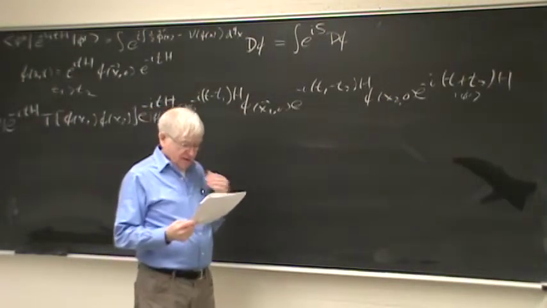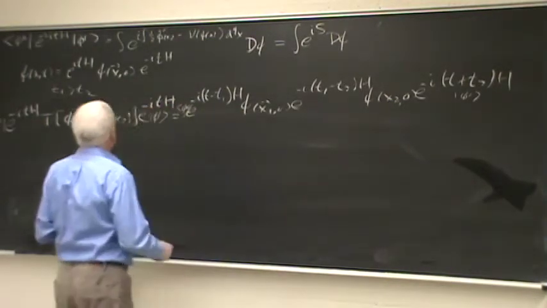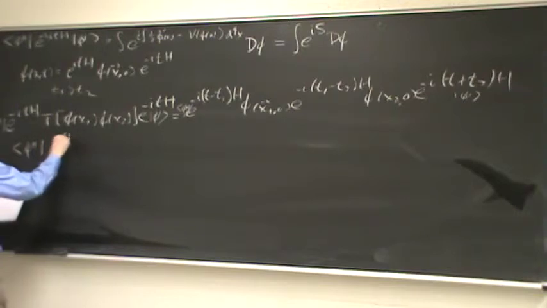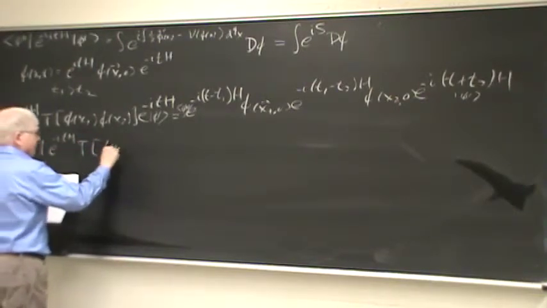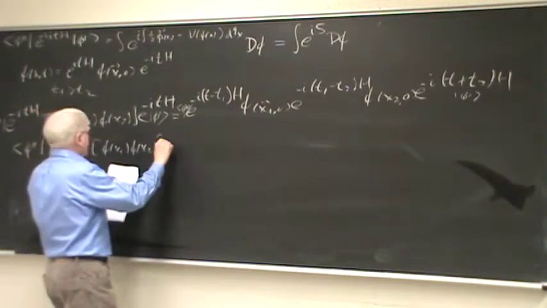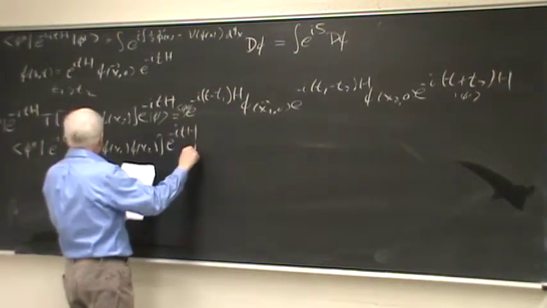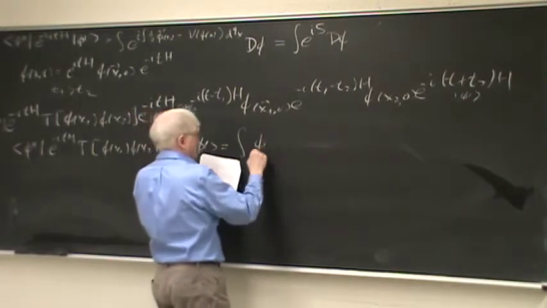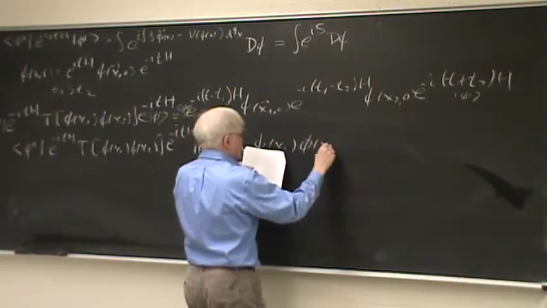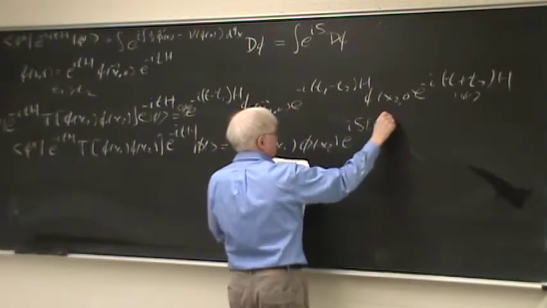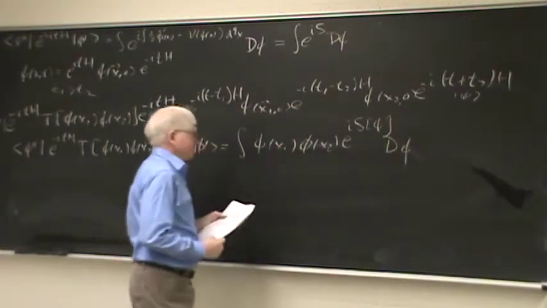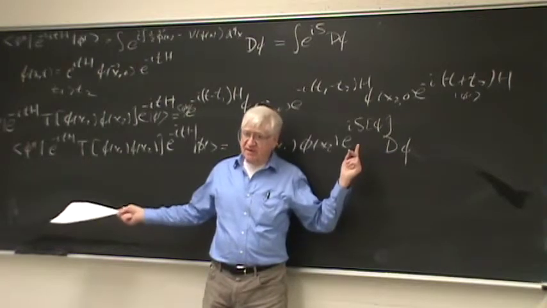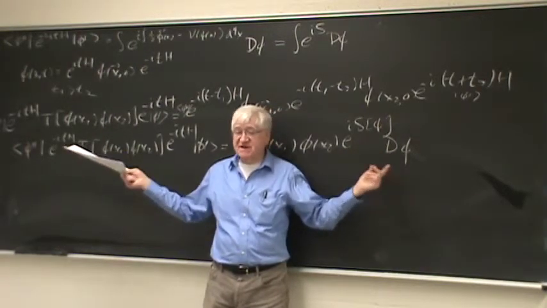Okay? And what do we get? What we get is phi double prime, e to the minus iHT, of phi x1, phi x2, e to the minus iHT, phi prime. We get that this is an integral of phi x1, phi x2, e to the iS of phi, d phi, and the only restriction is that the phi's go from phi prime to phi double prime as time, real time, goes from minus T to plus T.